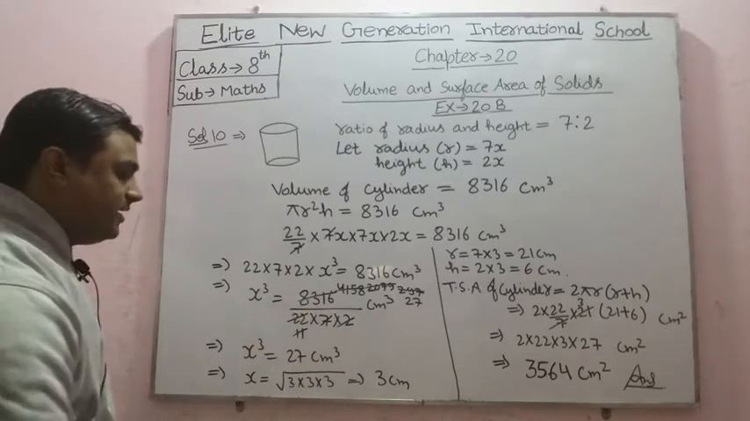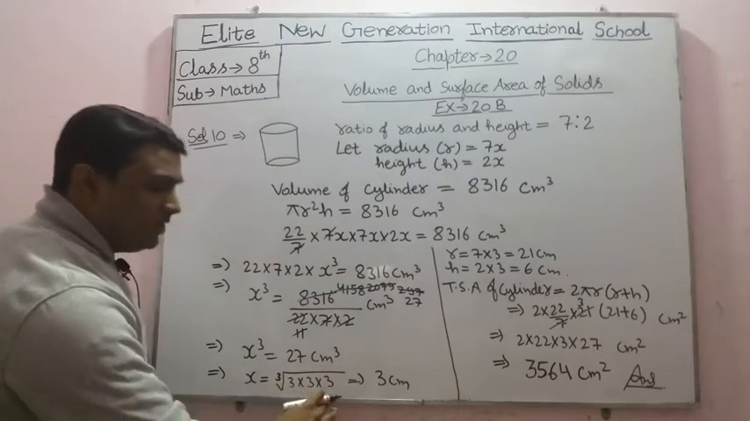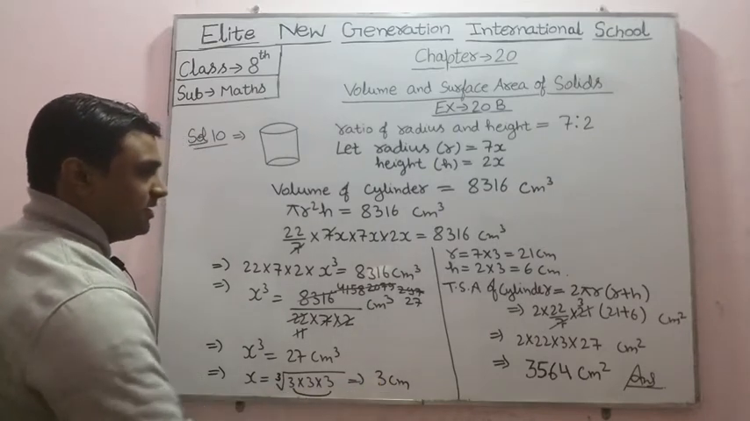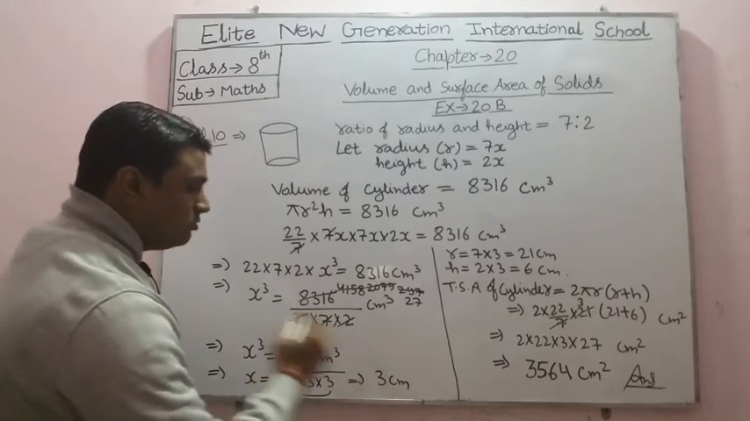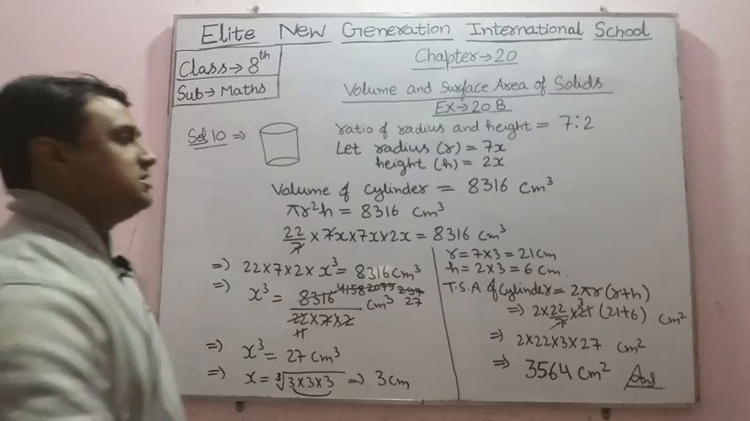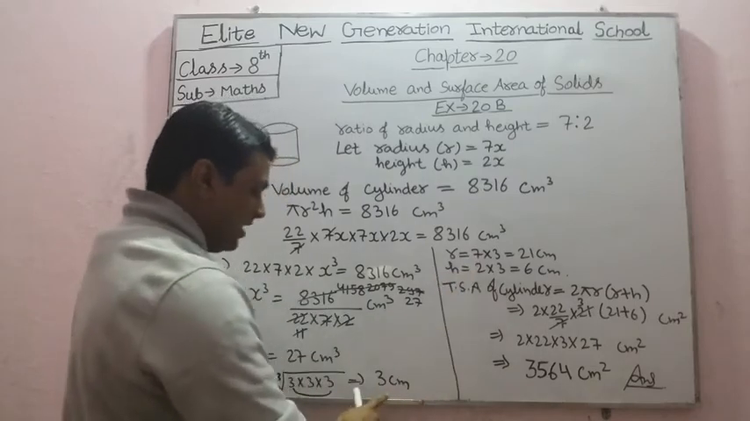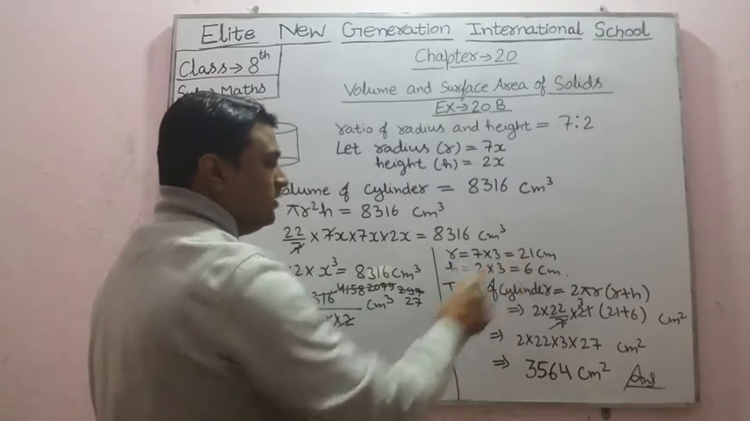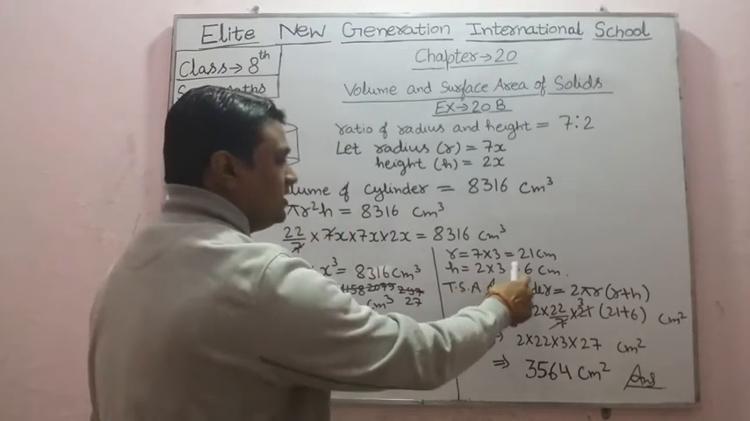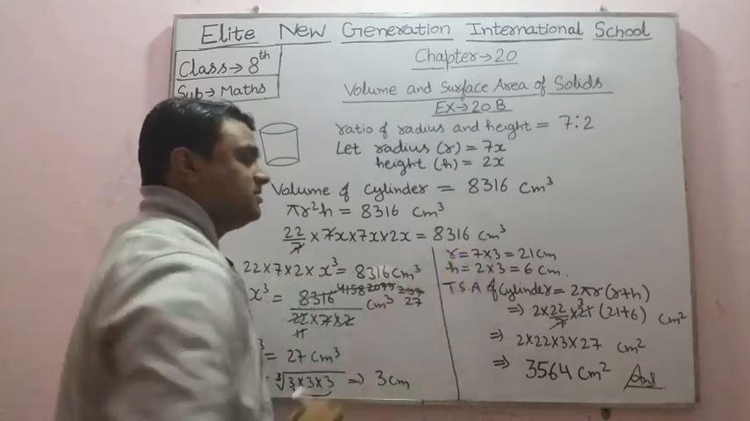So here we will find the cube root. The cube root of 27 is 3 into 3 into 3. So we will make one pair of this 3, so it will be 3 centimeter. That means the value of x equals 3 centimeter. Now we can find radius and height. Radius is equal to 7x, so radius equals 7 into 3, as the value of x is 3. So 7 into 3 will be 21 centimeter, and height will be equal to 2 into 3, that is 6 centimeter. Now we have radius 21 centimeter and height 6 centimeter.